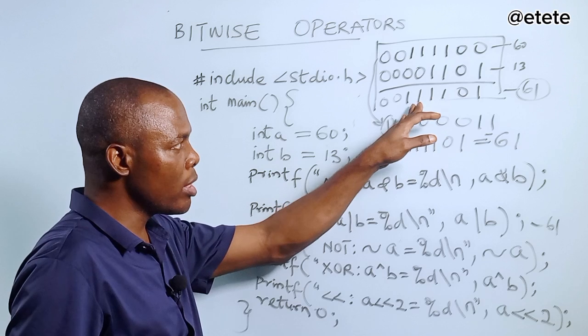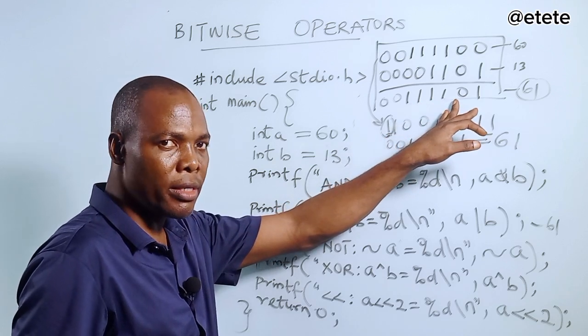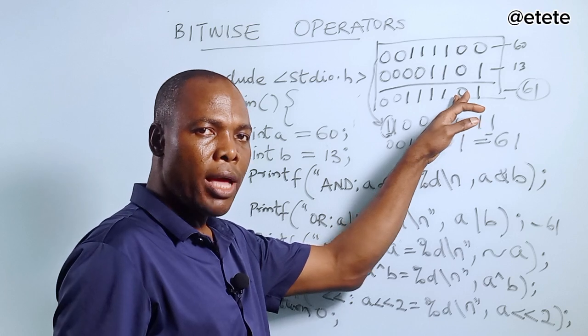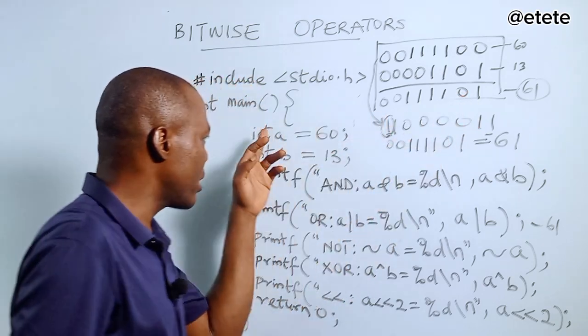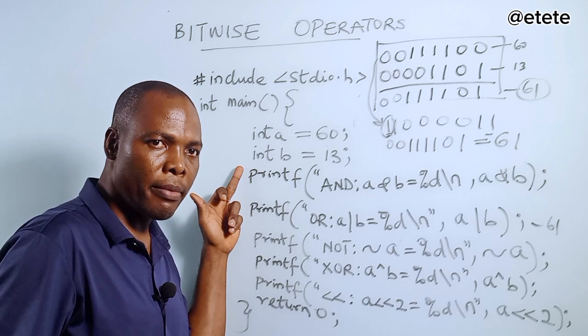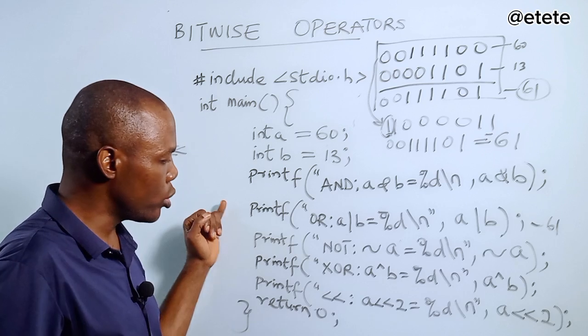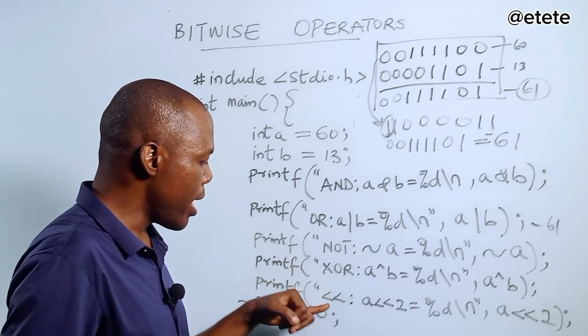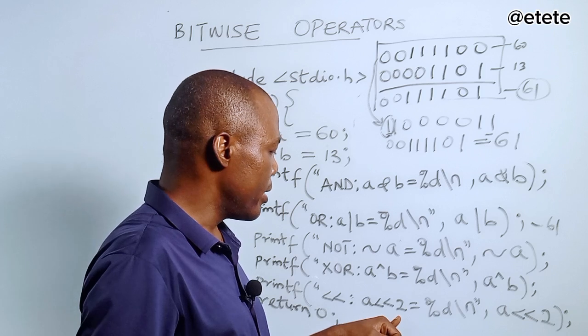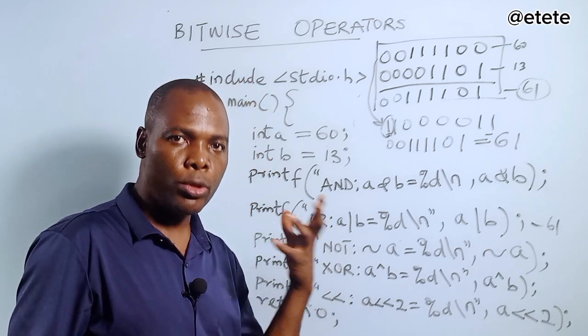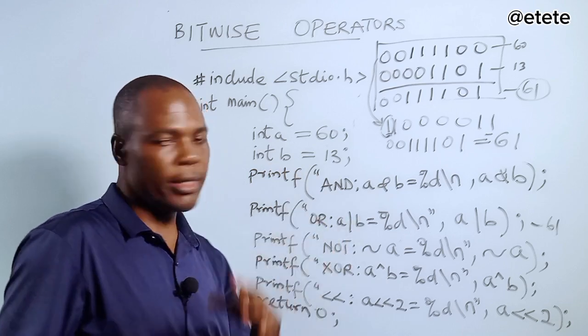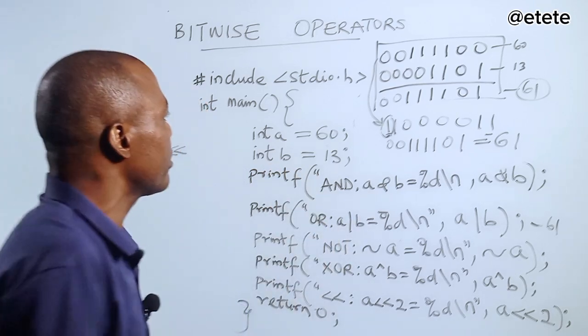So these binaries in the memory have no meaning unless interpreted through the lens of the data type. That is very important. You need to note that. So today we are going to continue with exclusive OR, and then the left shift and also the right shift. Let's get right in.